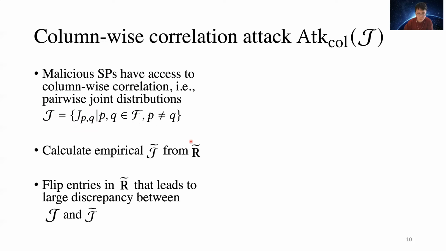After receiving a fingerprinted database, the attacker can calculate an empirical column-wise correlation from the database, and he will launch the attack in such a way that he finds some entries in the fingerprinted database that can potentially cause a large discrepancy between the column-wise correlation in his prior knowledge and the column-wise correlation calculated from the data.